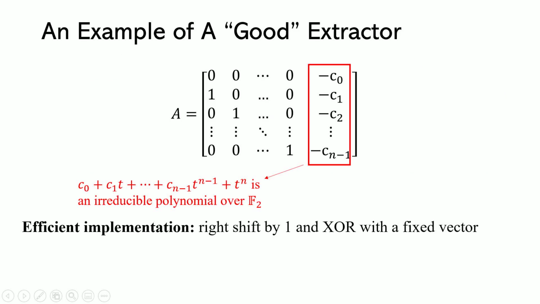For example, if A is a linear transformation corresponding to multiplication by a generator of the field F_2^n, where the first n-1 columns correspond to rotation by 1, and the last column corresponds to the coefficients of an n-degree irreducible polynomial, then this matrix has no non-trivial invariant subspace, and thus A is a good extractor. In practice, we can implement this A in time O(n) since it corresponds to one shift and one conditional XOR with a fixed bit string.